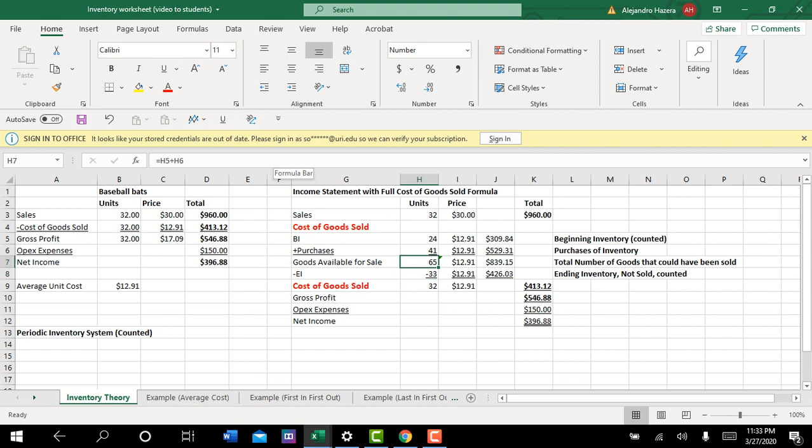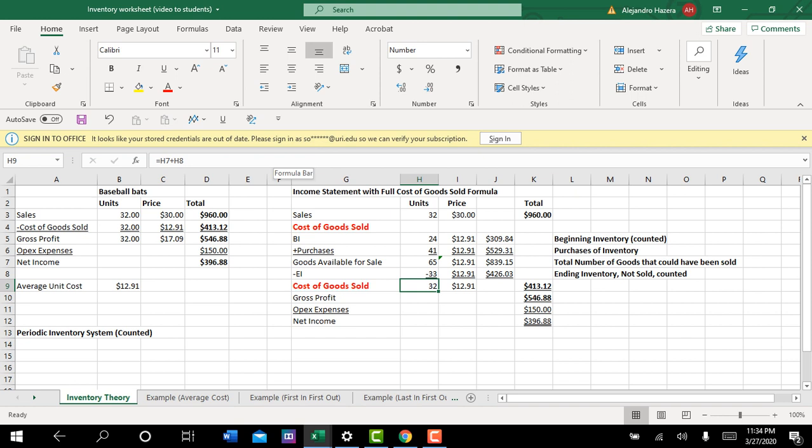So what we're saying here is you had 65 units available for sale. The number of units that you did not sell, because you count them, they're still sitting in your inventory warehouse, are 33. So that means that you did sell 32. And that is the basis for your cost of goods sold. What you're saying here is that you sold 32 units. And by the way, notice that the 32 units in sales are the same number as the 32 units cost of goods sold. That is not a coincidence. That's the way it should be.